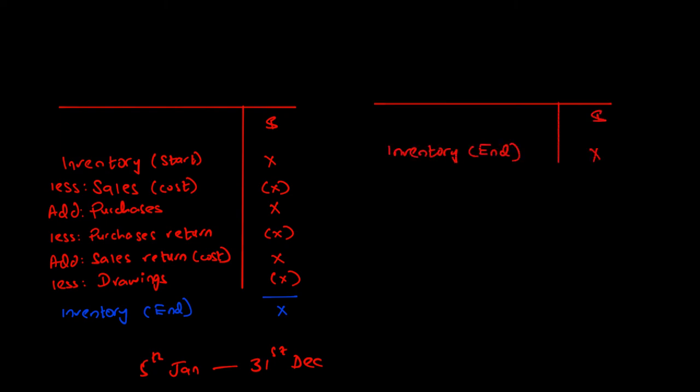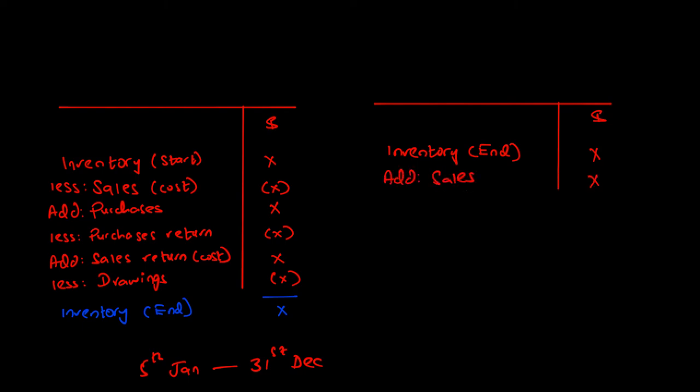So now I'm going to start with inventory at end. You can think of it like this: this is inventory on 5th Jan, and this is your inventory on 31st December. Now you will start with 5th Jan because you physically counted your inventory on the 5th of Jan. And now you have to go backwards to arrive at inventory at start. So when you're starting with inventory at a later date, what will happen? Over here, you can see sales was being subtracted. So now I should add back sales.